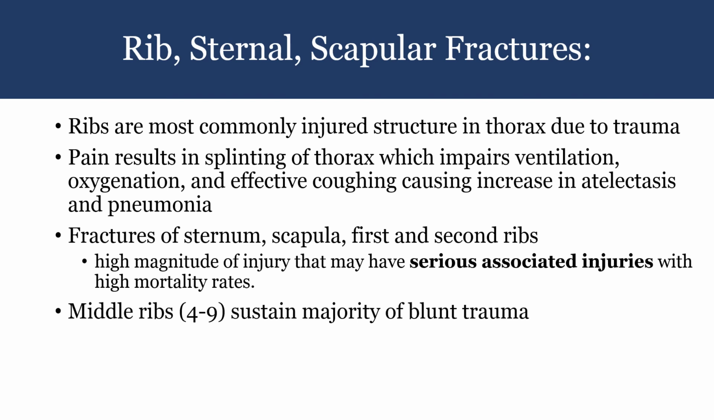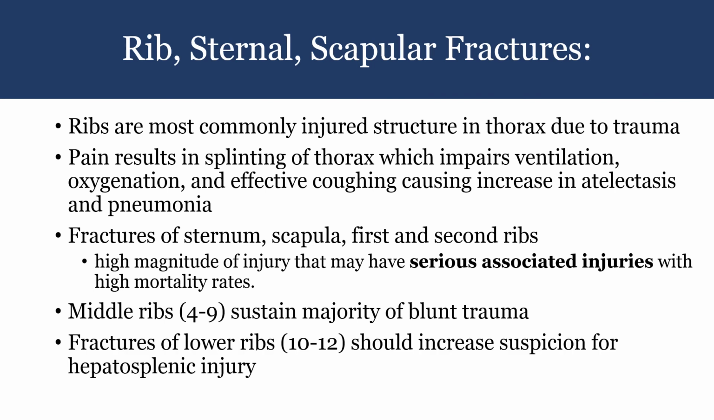The middle ribs, usually 4 to 9, sustain the majority of blunt trauma. If you go through most of the cases in accident and emergency who have rib fractures, the most fractured ribs are usually 4 to 9 with blunt chest trauma. And then the lower ribs, 10 to 12.